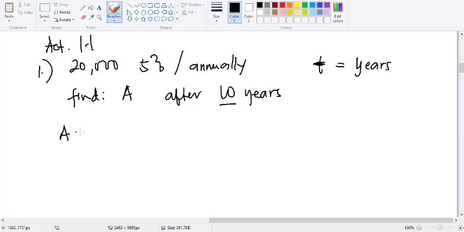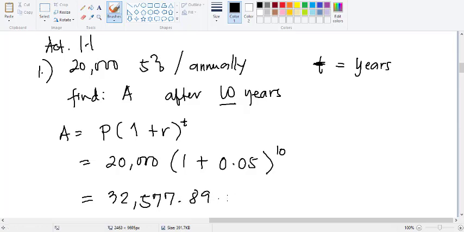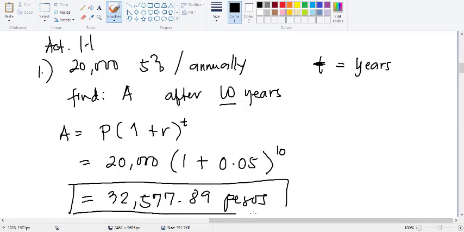Now, using the compounded interest formula, no? So, A is equals to P times 1 plus R to the power of T. So, meaning the P is the principal amount, yung initial amount na inutang mo, 20,000, times 1 plus 0.05 because 5% siya annually. And then, raised to the power of t, which is in this case 10 years. Now, if you're going to use your calculator, the answer will be 32,577.89 pesos. Yun na ang utang niya after 10 years.